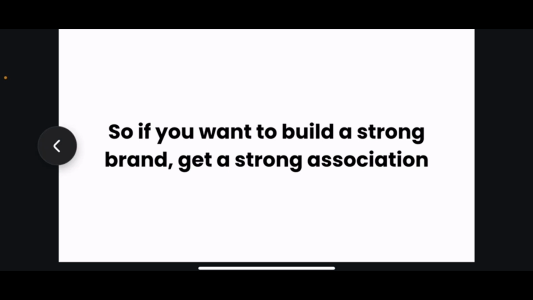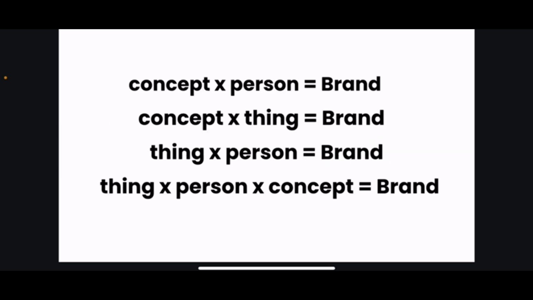So now our equation becomes concept times person equals brand, concept times thing equals brand, thing times person equals brand, then thing times person and concept is also equal to brand, because association is equal to brand. So if you substitute it in this equation, brand is equal to everything association was equal to. So brand is basically association.